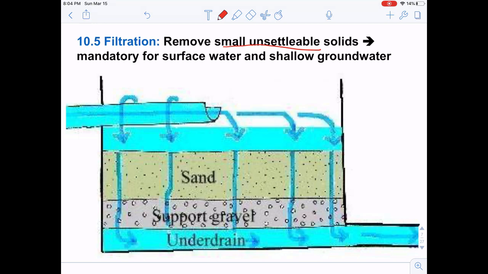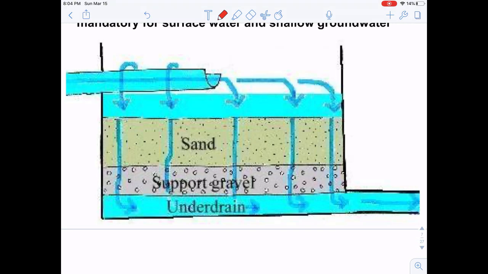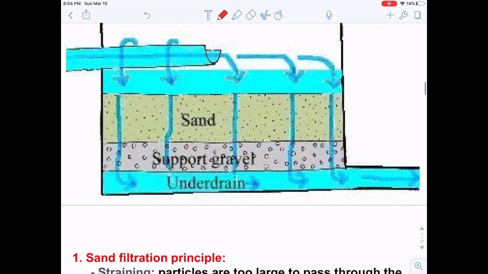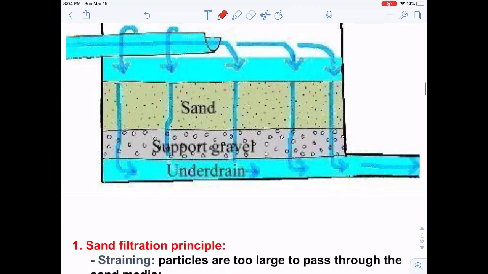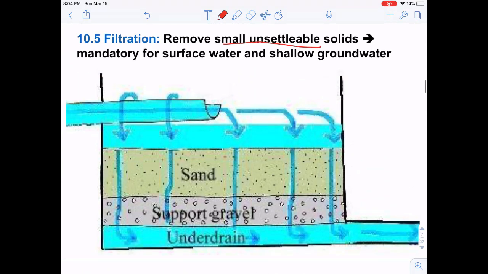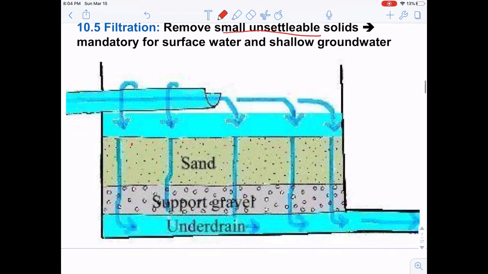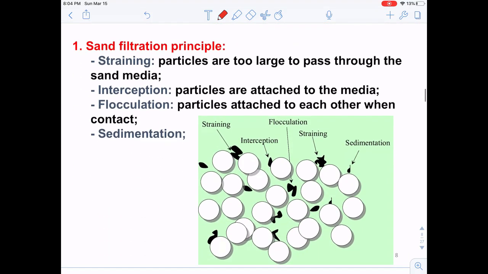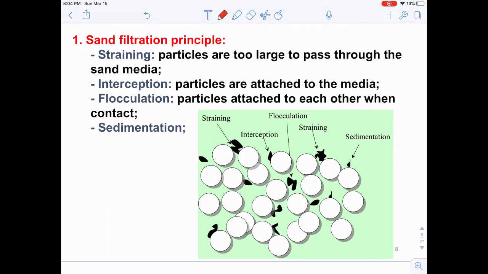As shown in this graph, filtration typically uses this filtration medium here. It can be composed of sand, or it can be a multi-medium. For example, you can also have support gravel or some other components in the filtration system. The suspended particles get trapped in these filters, and then the filtered water can be collected and go to the downstream processes.